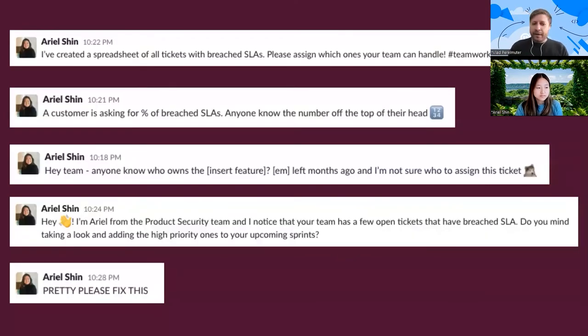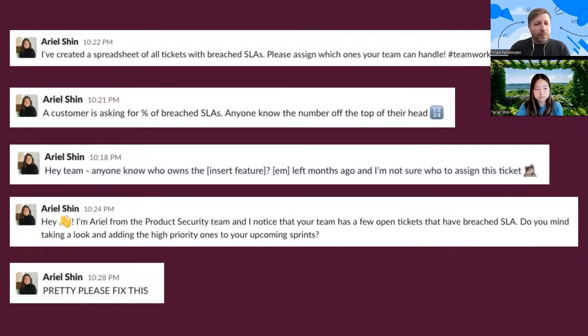Continuing on, we're going to use Ariel as our example, as she has clearly been chasing people down. So let's take a look at some of the messages that we see. She has had a need to create a spreadsheet of all tickets that have breached SLA to make that easier to show leadership, which obviously is not ideal. A customer asking for percent of breached SLAs. Anyone know that number off the top of your head? I usually prefer to go by real data than trying to guess as best we can.